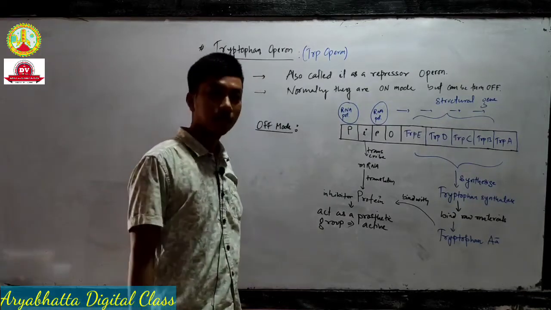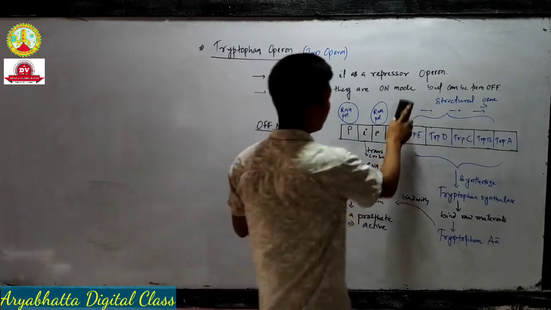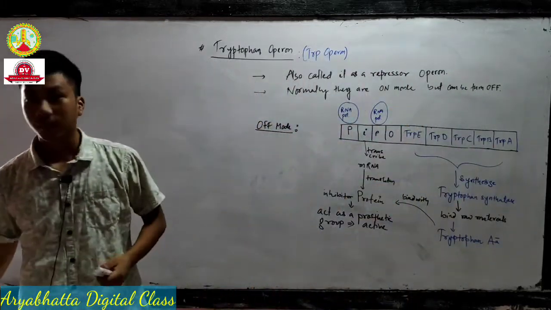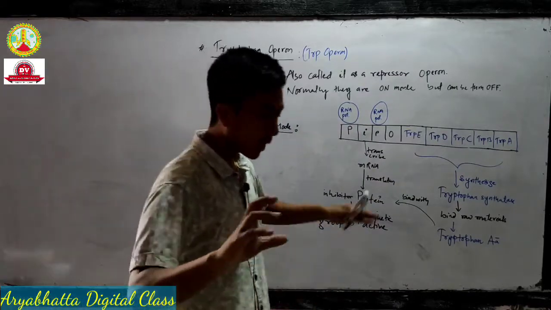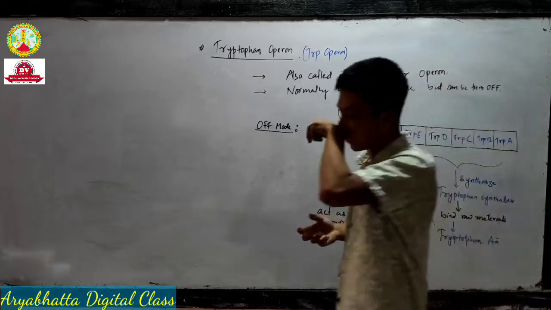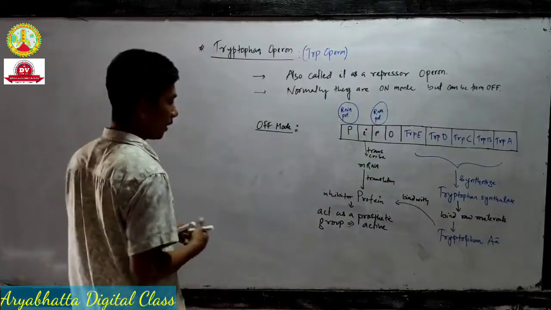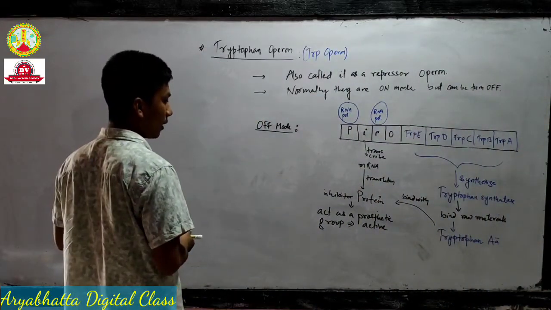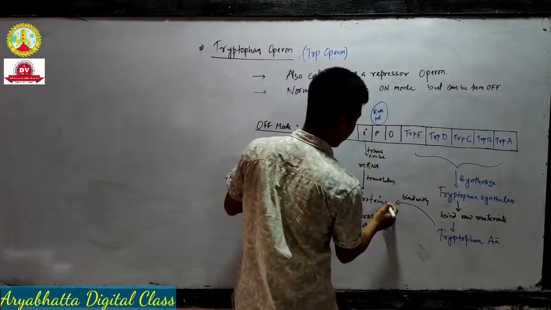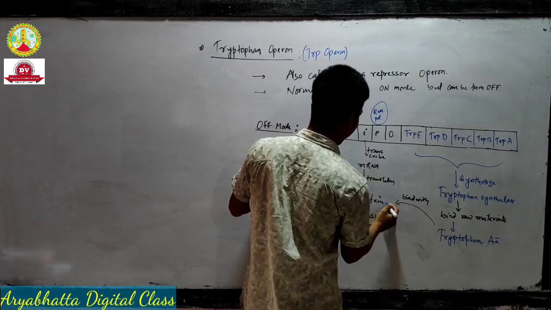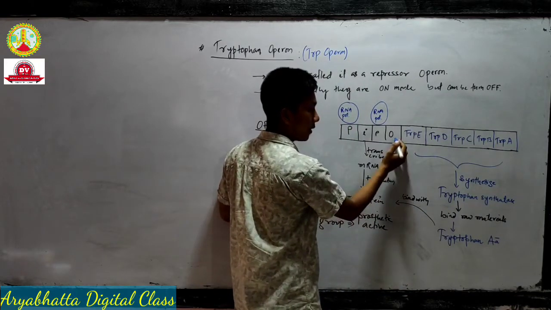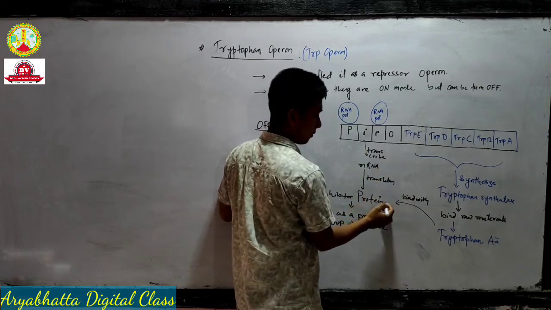Are you getting it? Yes or no? I don't know. Now what happened now? Now the inhibitory protein has become active. After becoming active, what will it do? Please excuse my Hindi. Now this inhibitory protein will go and bind with the operator gene.